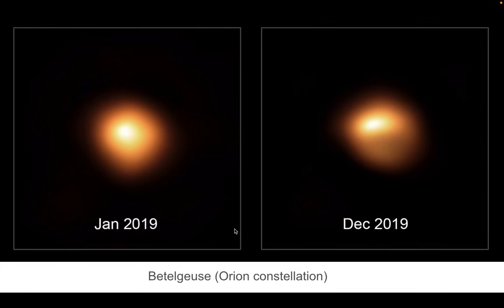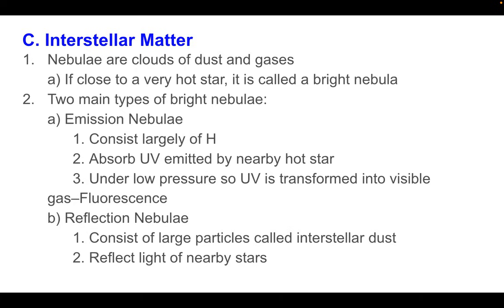Betelgeuse, which is a red star in the Orion constellation, is fluctuating in brightness. Some are hypothesizing that it may go through supernova here soon. But yeah, they are closely monitoring that star in the Orion constellation. Some other things we see in our nighttime sky is interstellar matter, like dust and gases.